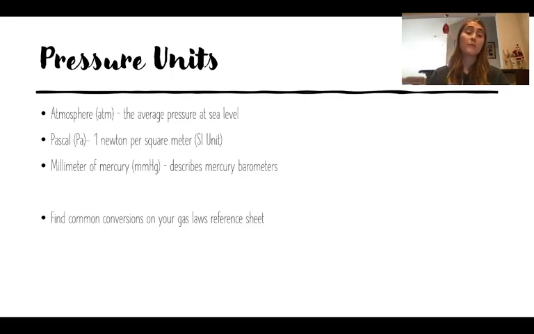And if you actually remember, you guys don't remember, we had a great mercury spill of 2019 in our science building, and it was due to a mercury barometer dropping.